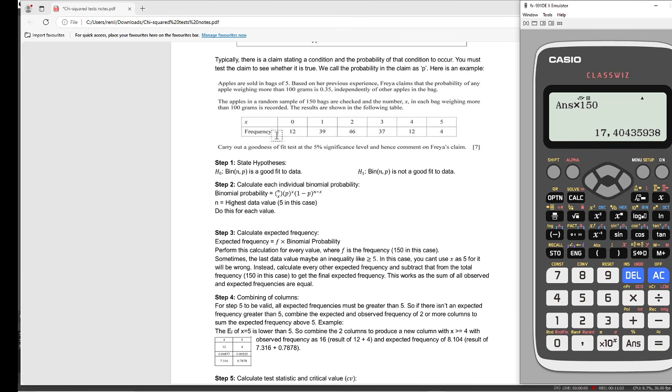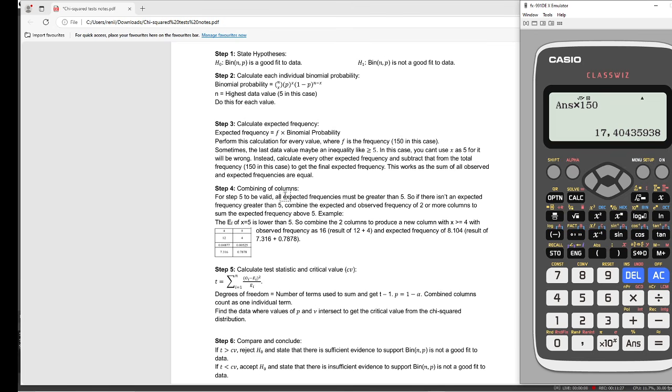The sum of all frequencies of the observed values will always be equal to the maximum frequency, which is 150. Similarly, the expected frequencies also always sum up to 150. So if we calculate individually and then we get a certain value, we subtract that from the total frequency and you'll get the value for the final data set. May sound confusing in the end, but once you do practice questions, it will make sense.